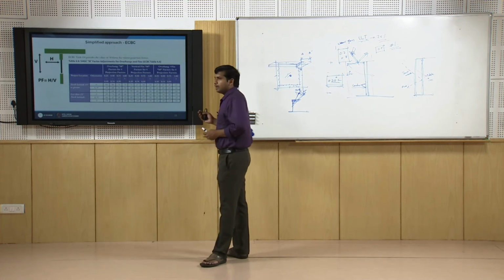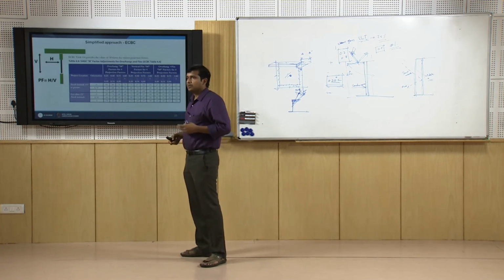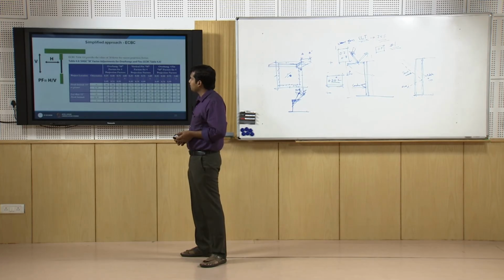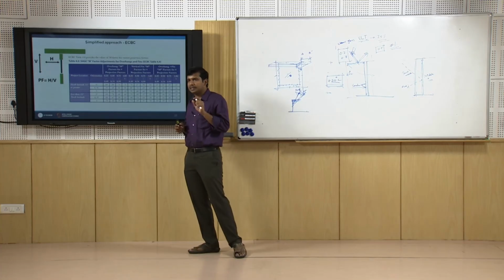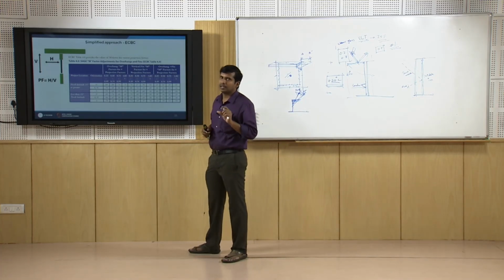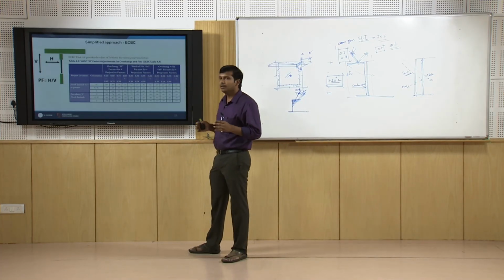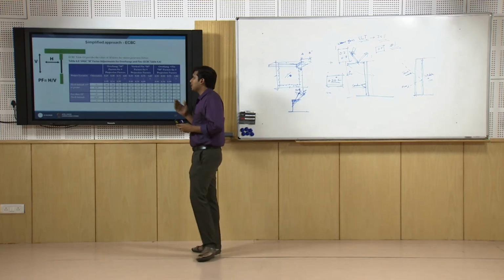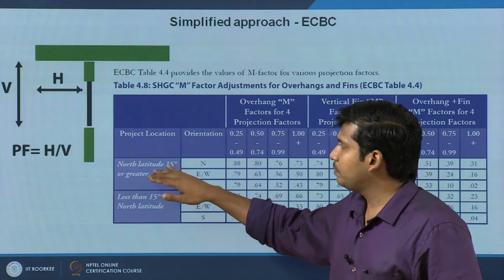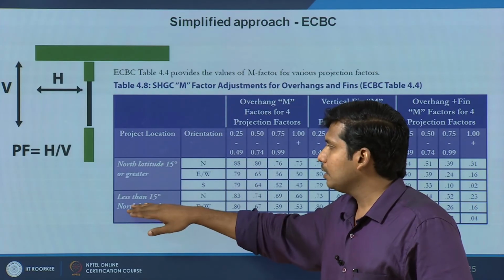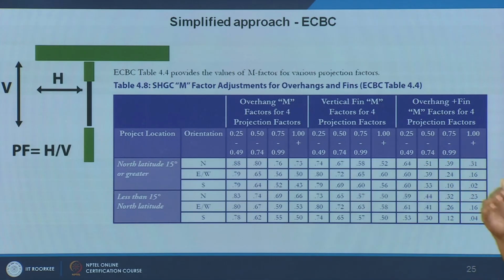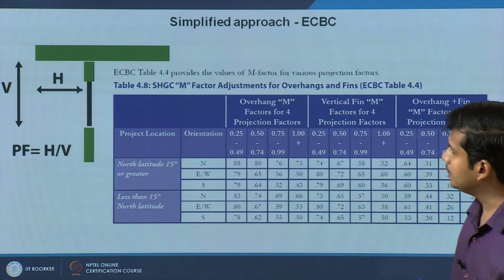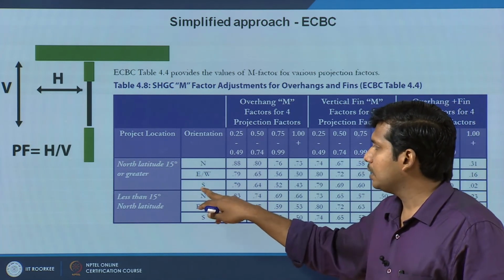If you take a code like the Energy Conservation Building Code, which is more commonly used for building applications today, it gives you a very simple, or rather simplified, approach. You may not be able to precisely find out the shading projection and depths for any specific location, but overall it gives you two conditions: north latitude 15 degrees or greater, and less than 15 degrees north latitude, that is below 15 degrees and above 15 degrees. Two specific instances are given and 4 orientations are addressed: north, east or west, and south.